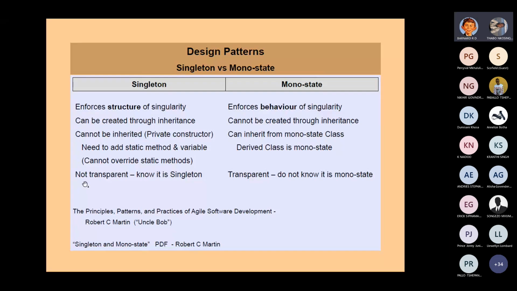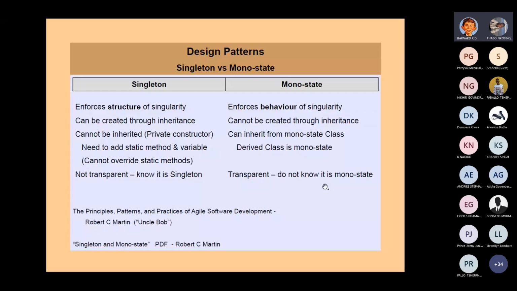Then singletons are not transparent. Your users know it's a singleton simply because you have to use that get instance method to instantiate it. So it's obvious that you're dealing with something different. Whereas with the monostate, a user would not know that it's monostate simply because you do instantiation in the normal way. And it doesn't matter how many times you instantiate objects, it will still look normal to a user. Although you'll have multiple objects, they all have the same state.